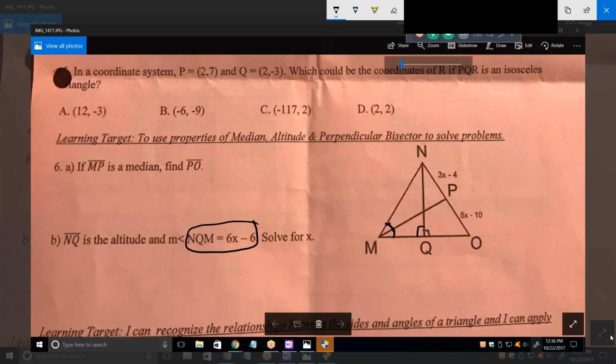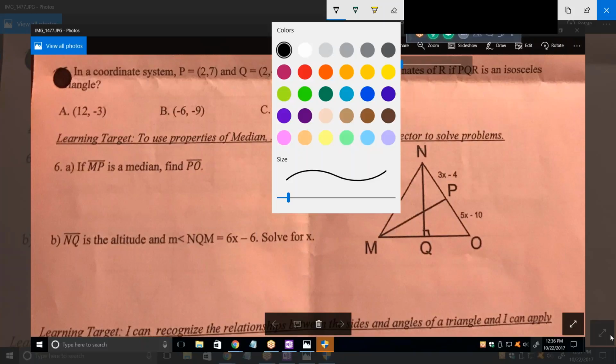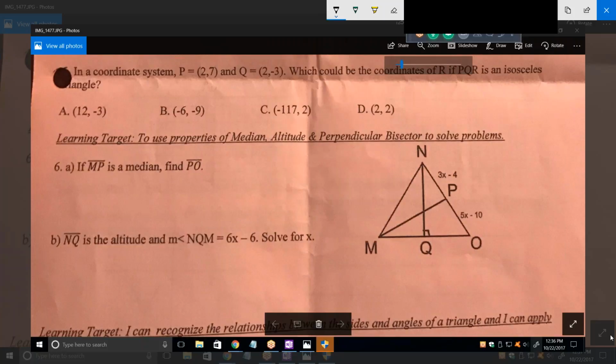Let me look at this again here. Now, this is puzzling. Usually I don't see geometry problems where I can't figure out what they're talking about. NQ, that's this, is the altitude because it goes from the vertex perpendicularly to the other side, okay? And this part here is what I don't understand. And they want us to solve for x.